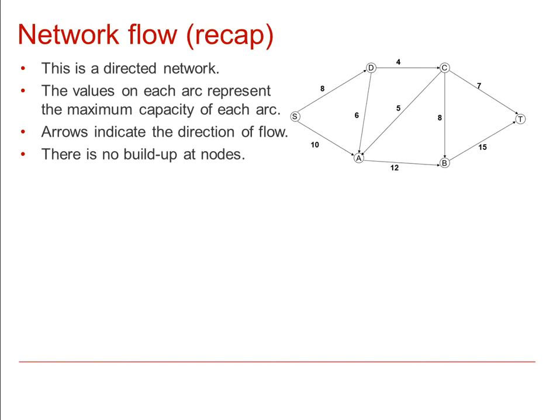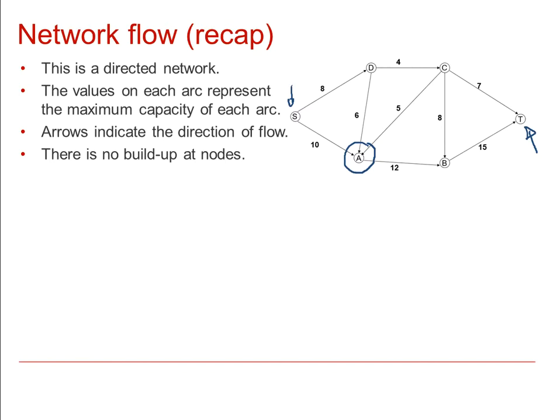So a reminder about what we've already met with network flows. The network has a source at S, where all of the arcs are coming away from S, and what's called a sink at T, where the arcs are all flowing into T. At every vertex, we'll see that the flow in is going to be equal to the flow out.